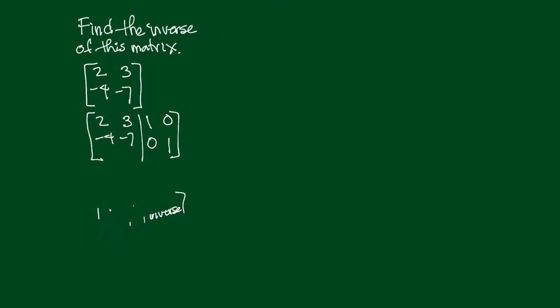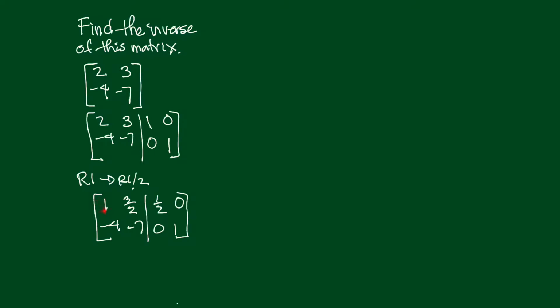Let's erase this and actually start it here. So what I want is a 1 in that position. So I'm going to divide this whole row by 2. So here's the plan. Row 1 is going to become the current row 1 divided by 2. So here's what we're going to get as our new row 1. We'll get 1, 3/2, line, 1/2, and 0. Second row stays the same: -4, -7, 0, and 1.